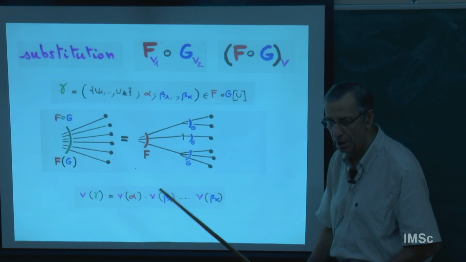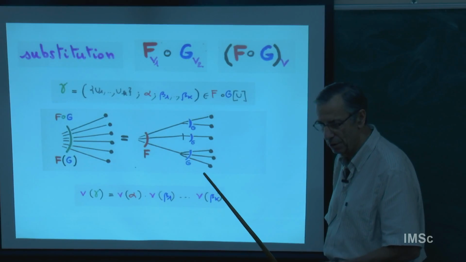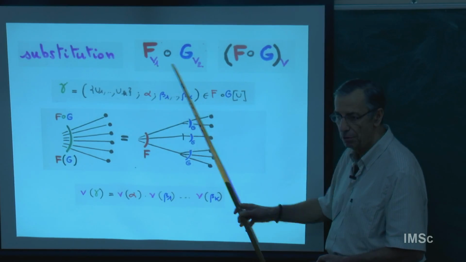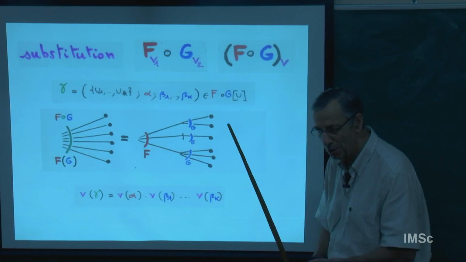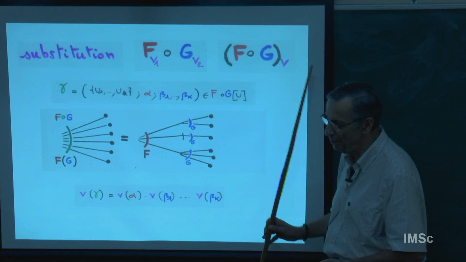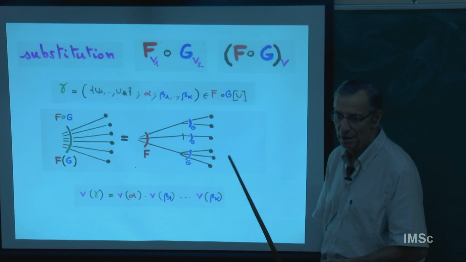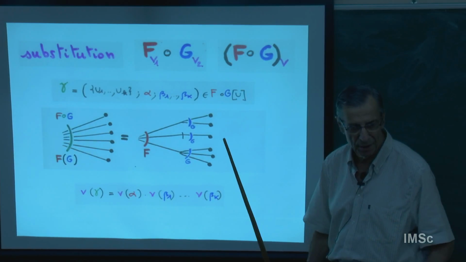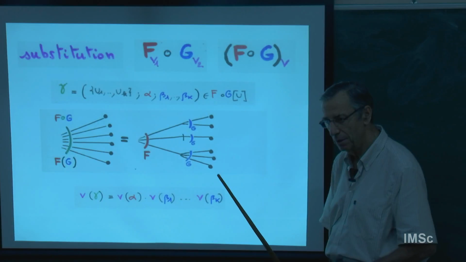And with this rule, I can say that the generating function with the weight of the substitution is just the substitution of the weighted generating functions for F and G. So the operation of substitution is compatible with the operation of substitution inside generating functions with the weight V.